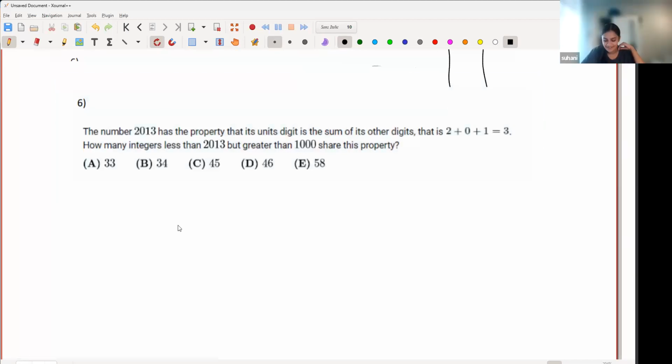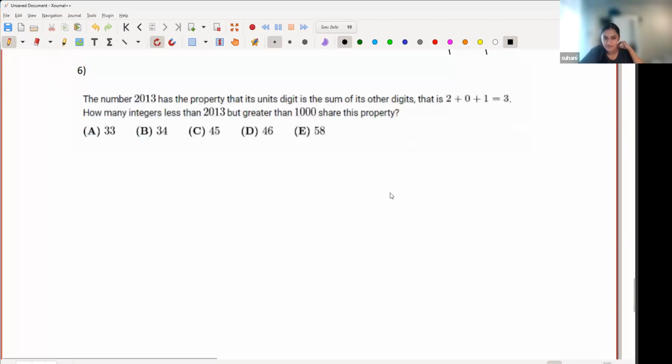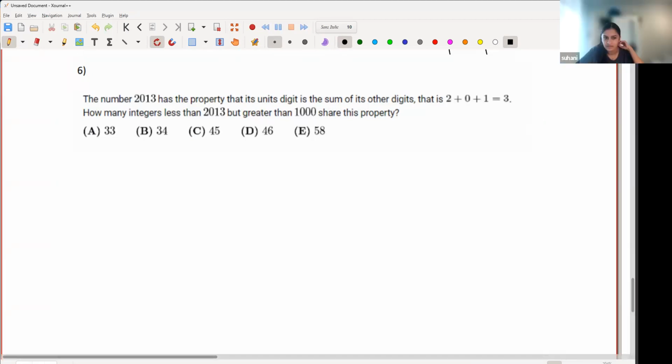Question 6, were you able to do it, Suhani? Once again, I tried, but I wasn't too sure. So I got that the thousands digit needs to be 1 or 2 because it can't be greater than 2013. And then I got that I think the last digit has to be less than or equal to 9. But I wasn't really sure how to proceed. The first digit is 1 or 2, but if it's 2, there are very few numbers. There are only 13 numbers. You can even hand count and just check.